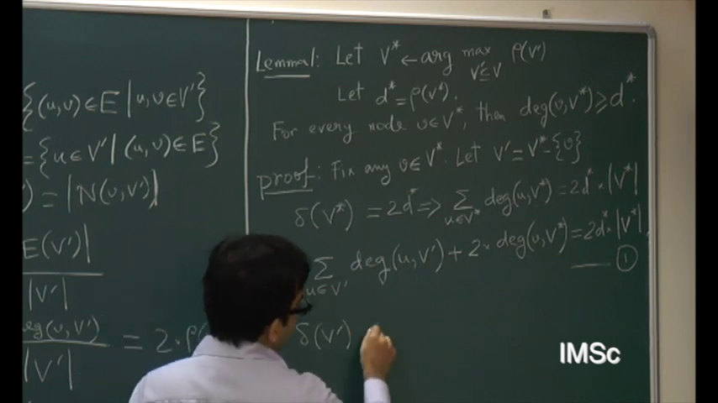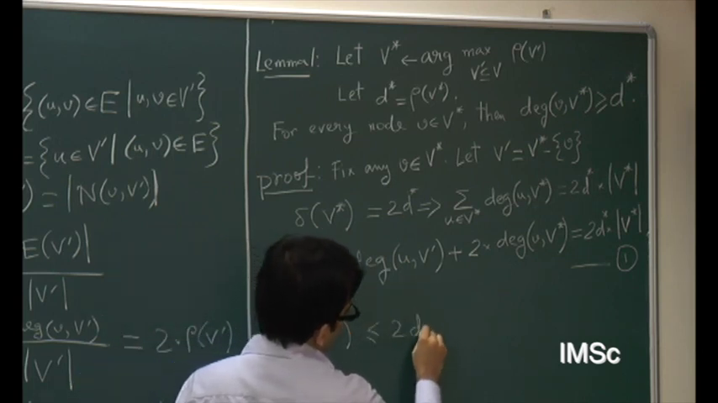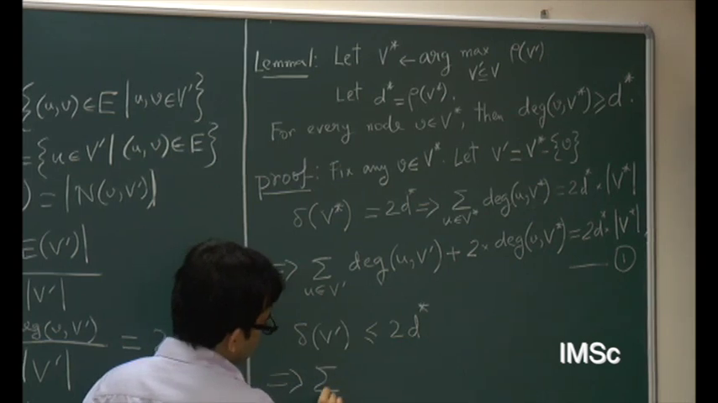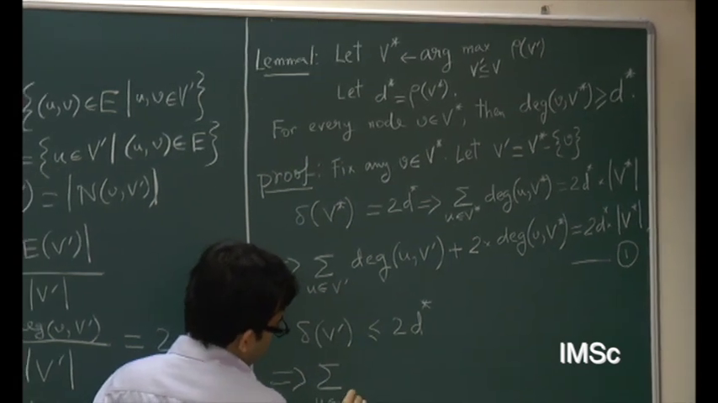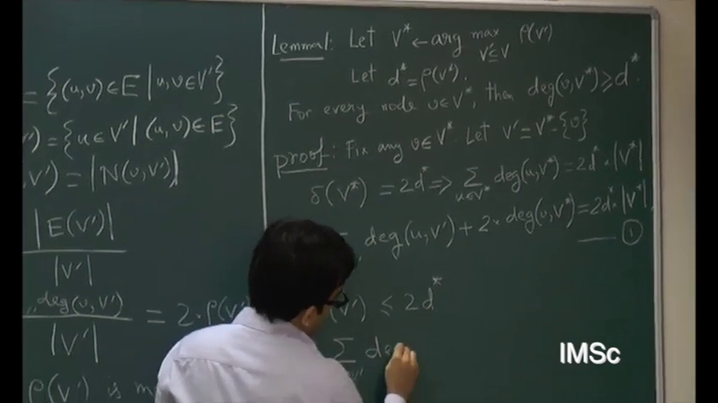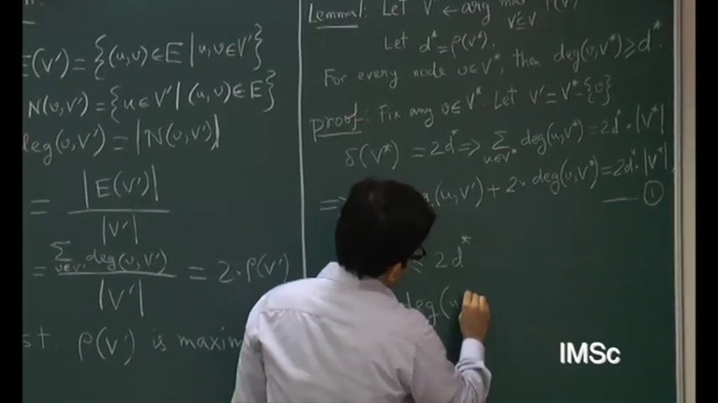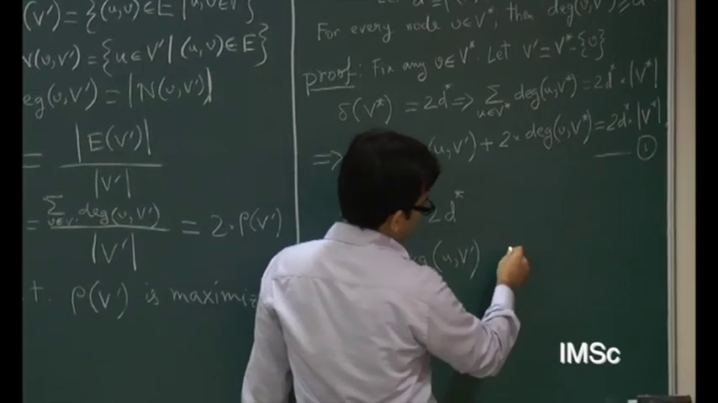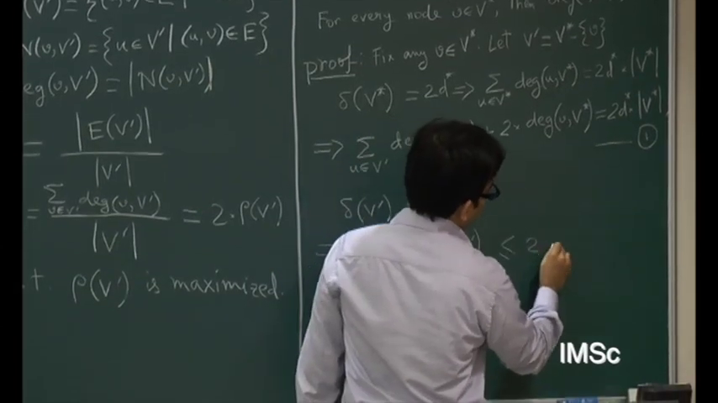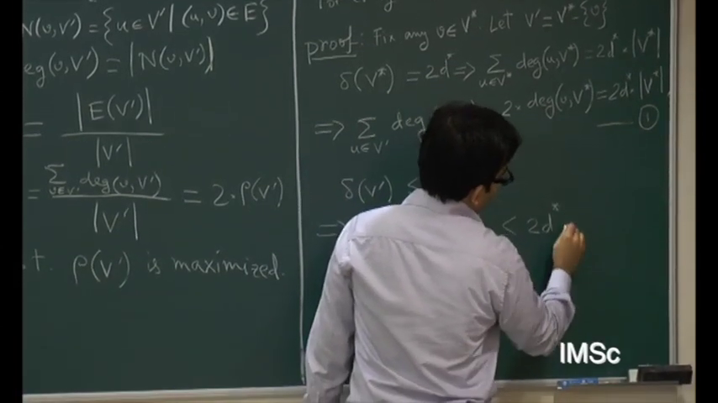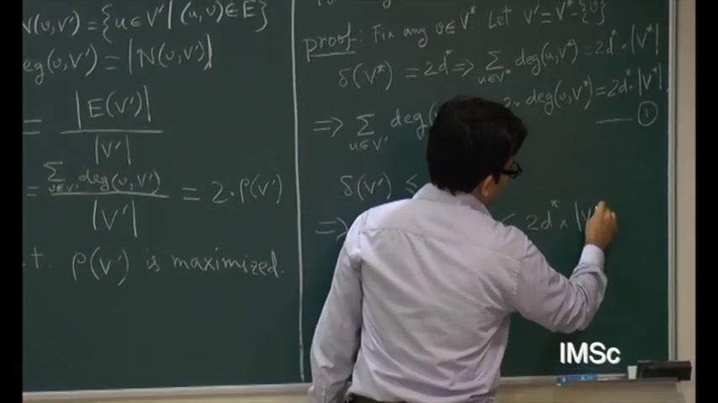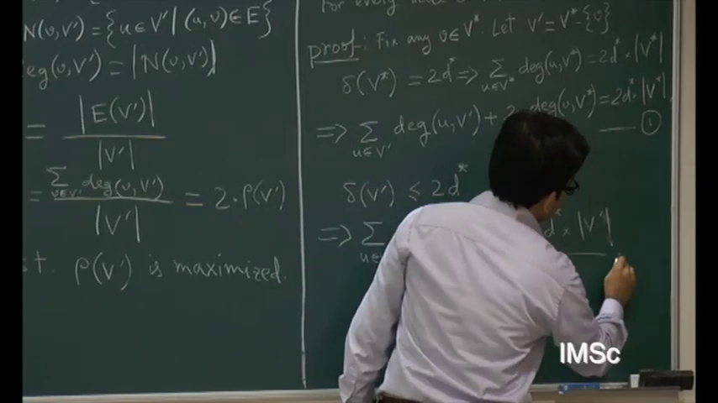We also know that the average degree of V prime, by definition, is going to be less than or equal to 2D star, because D star is the optimum density. What does this mean? It means the sum of the degrees of u comma V prime is going to be less than or equal to 2 times D star times the size of V prime.